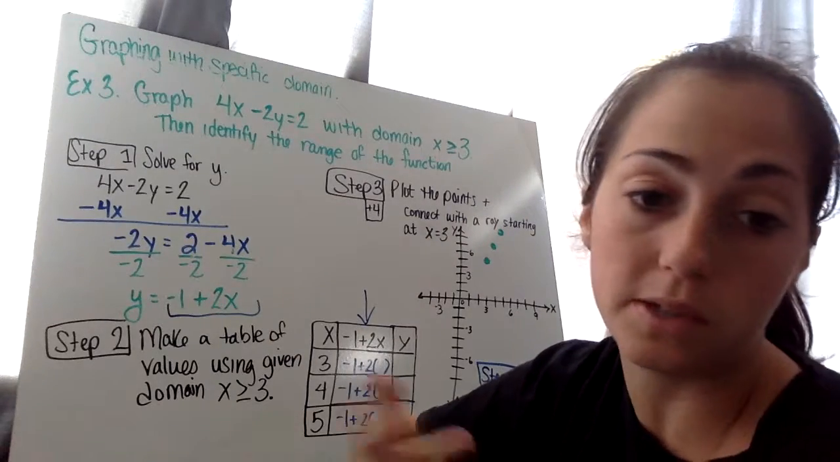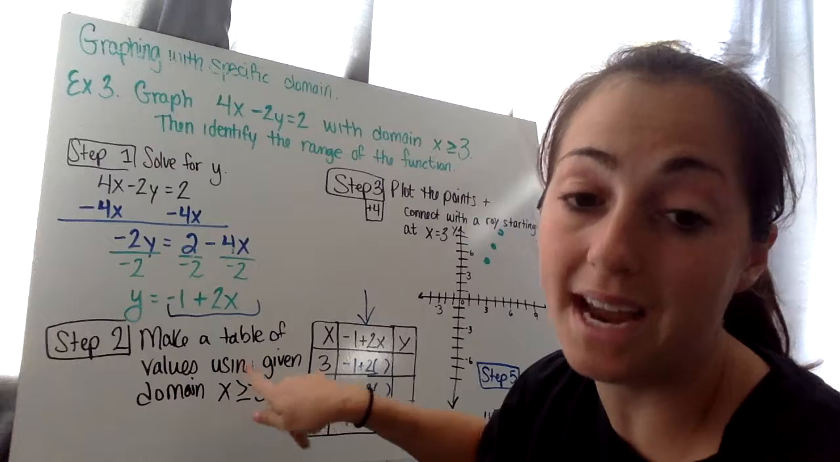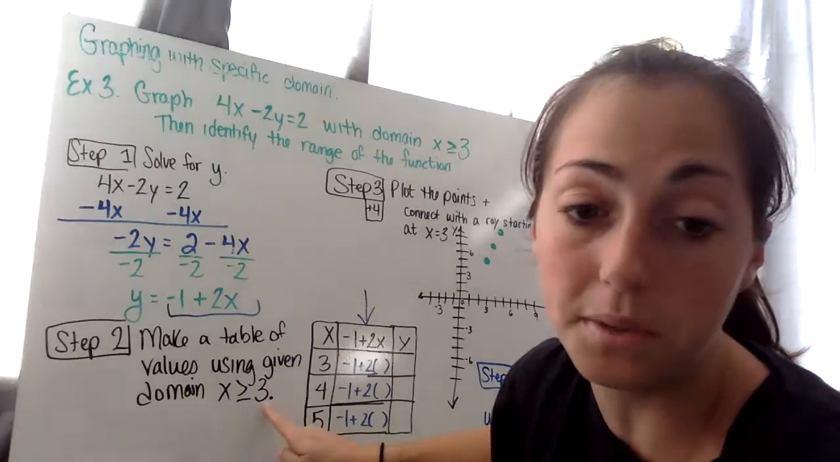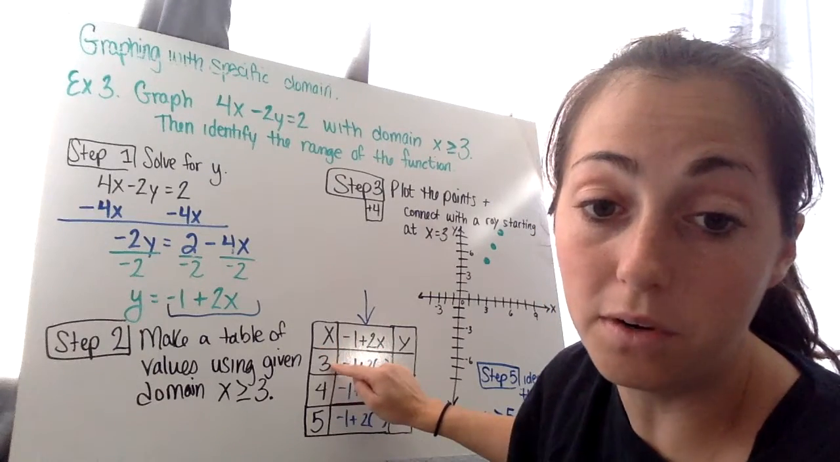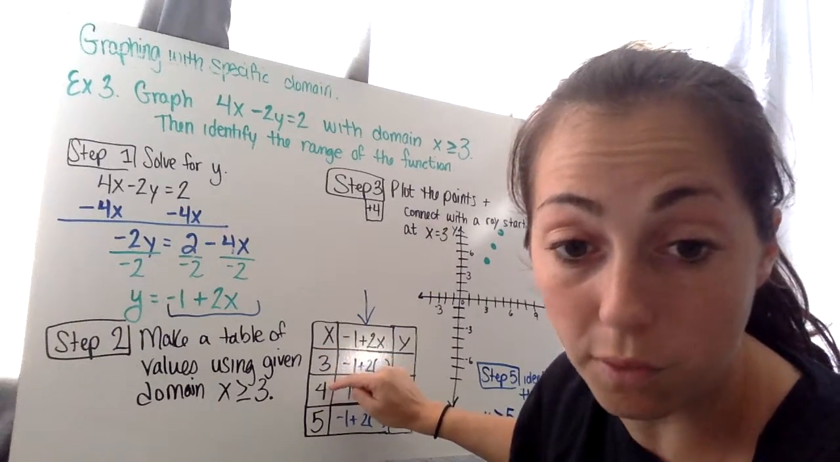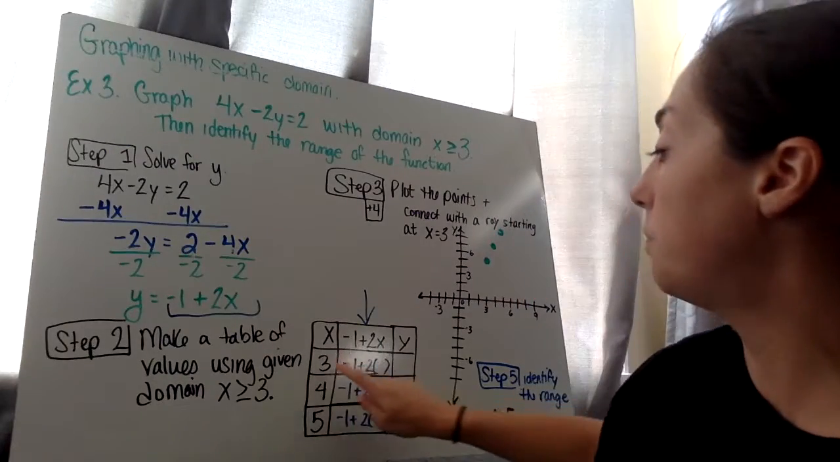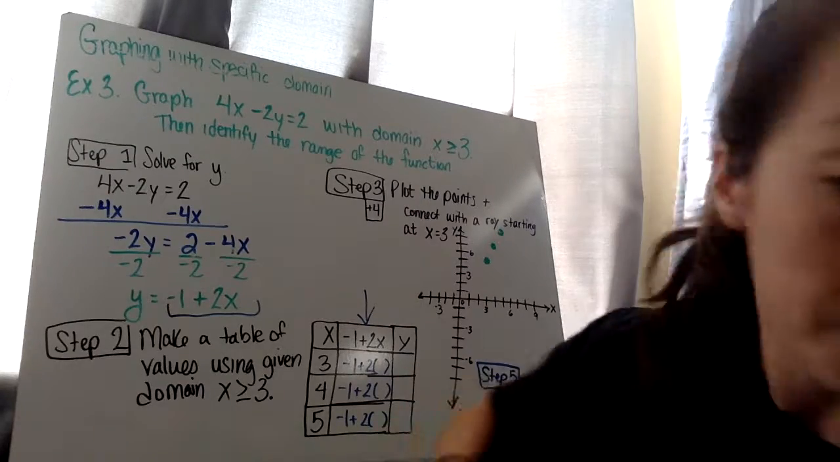Step 2, as we saw in the last slide, is make a table of the values, but now we're given a specific domain. X has to be greater than or equal to 3. So I picked really simple numbers. They need to be greater than or equal to 3. So I picked 3, 4, and 5, which are all greater than or equal to 3. So when I plug in 3 into my x, let me use a different color.